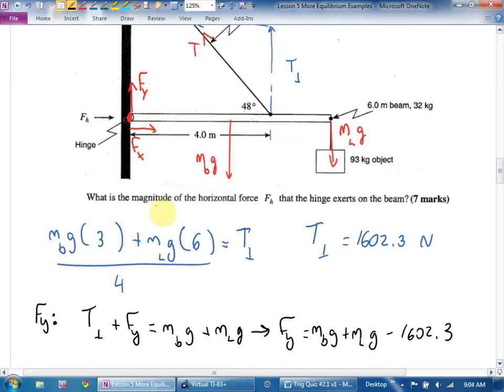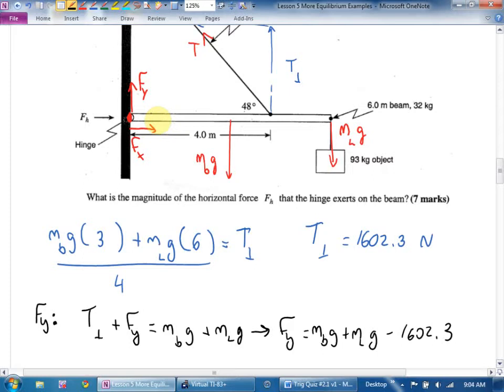Did you get 1602 as well? Why do I have, sorry? Because we want to find the force on the hinge, which is going to be that plus that. Oh, ha.